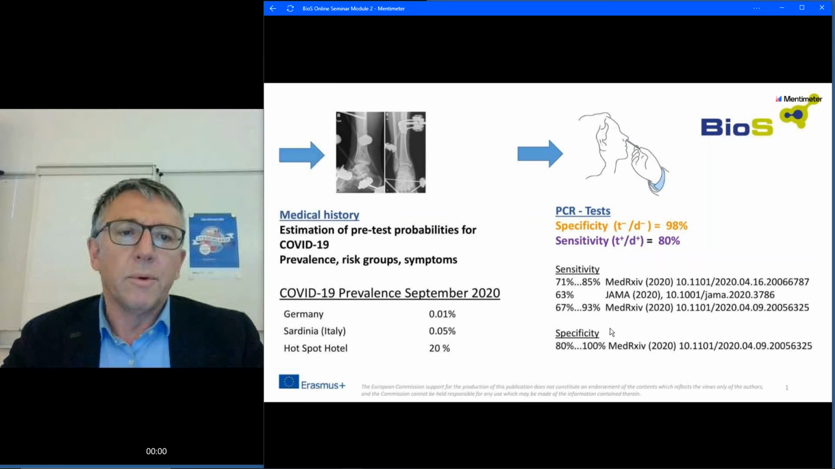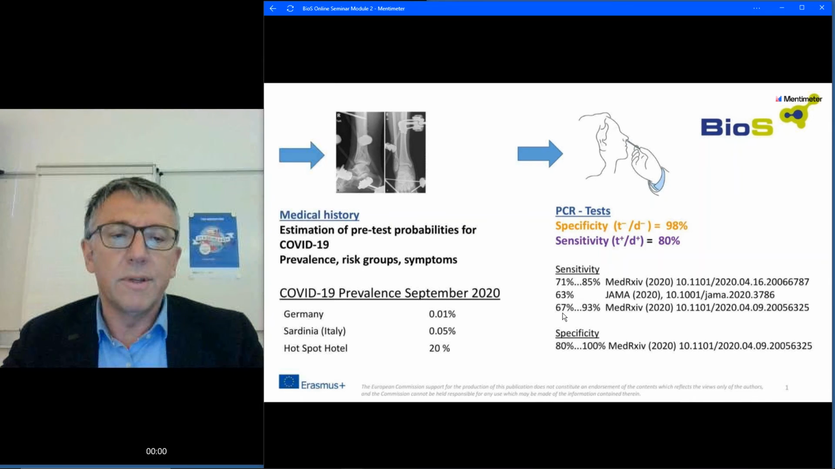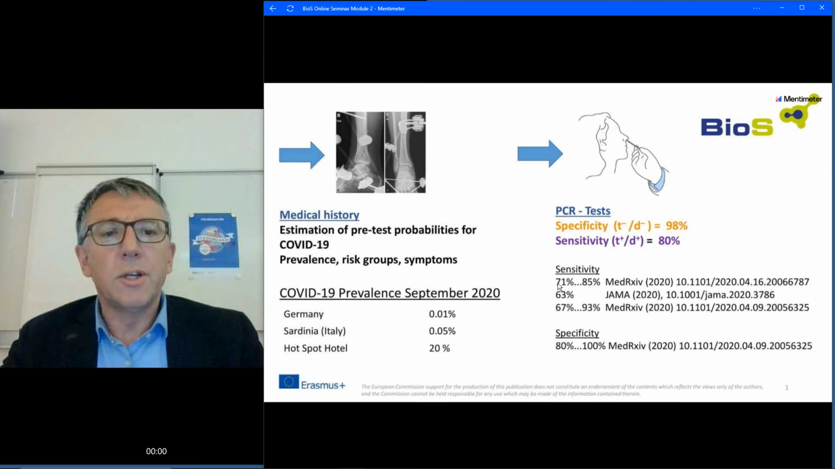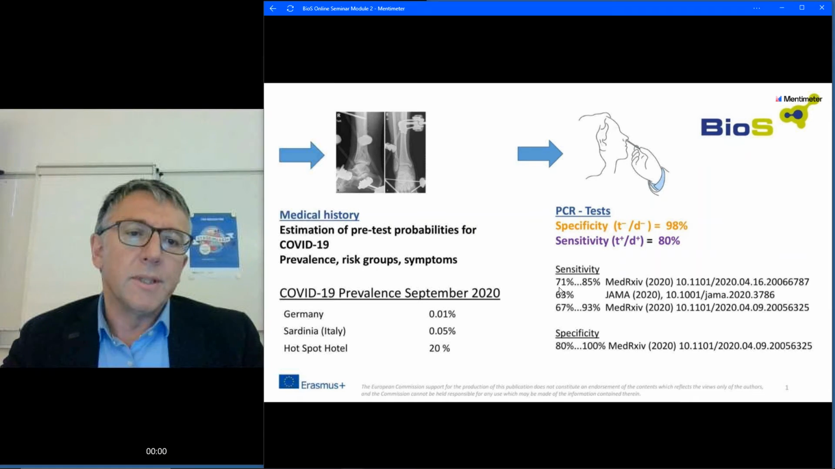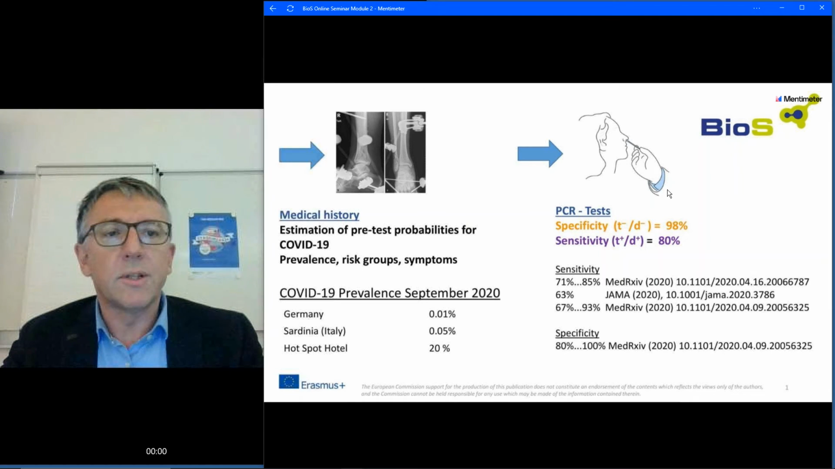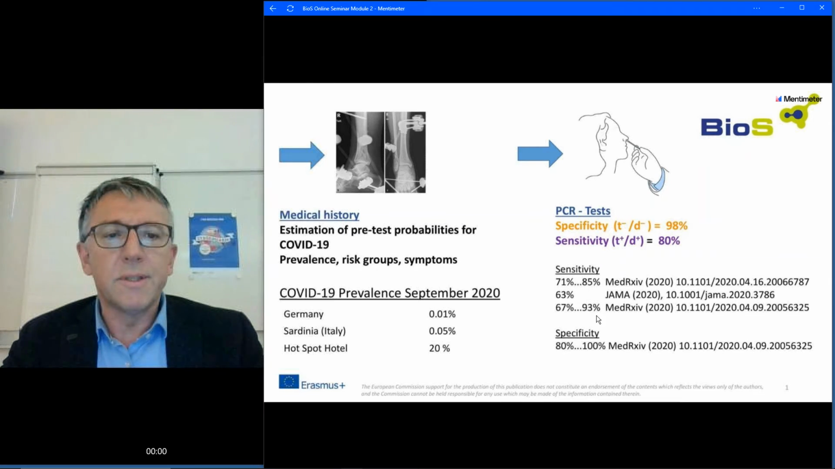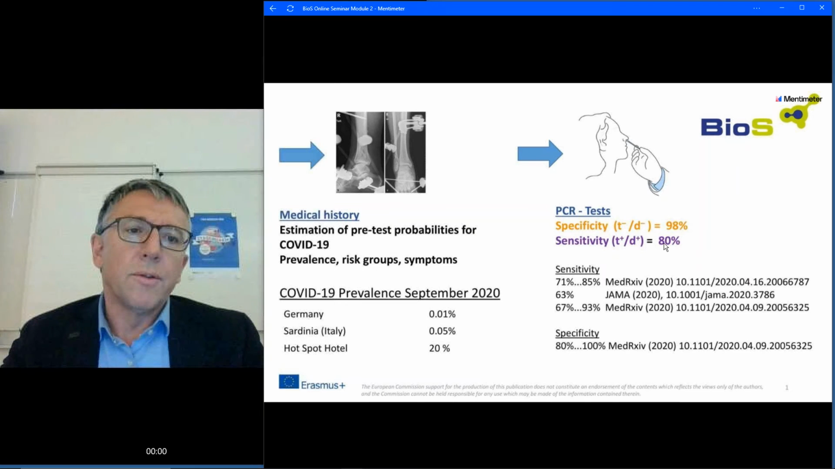So the sensitivity, with regard to how sensitive the test is to actually detect a patient that is positive, ranges between 60 and 90%. And we just assumed a sensitivity on the upper end here of 80%. So let's assume the PCR test has a sensitivity of 80%. Similarly, the specificity is a bit higher. Those that do not have the disease are being tested negative.